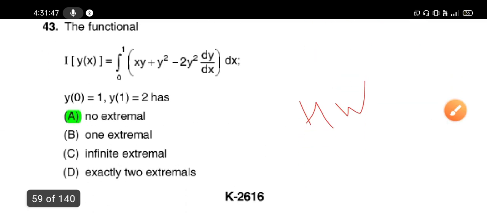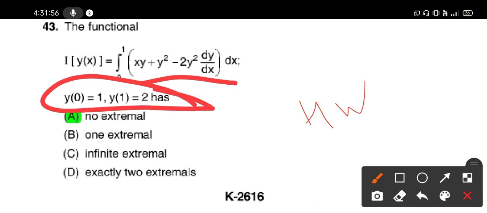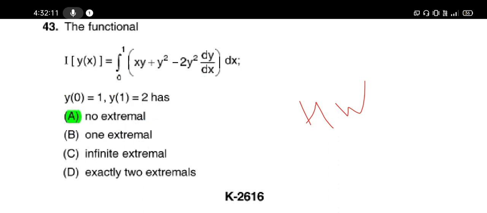Next question, here a functional is given. Here f is a xy plus y square minus 2y square dy by dx, and the conditions are given: y of 0 is equal to 1, y of 1 is equal to 2. Find the solution based on the result. Here we get no extremal.